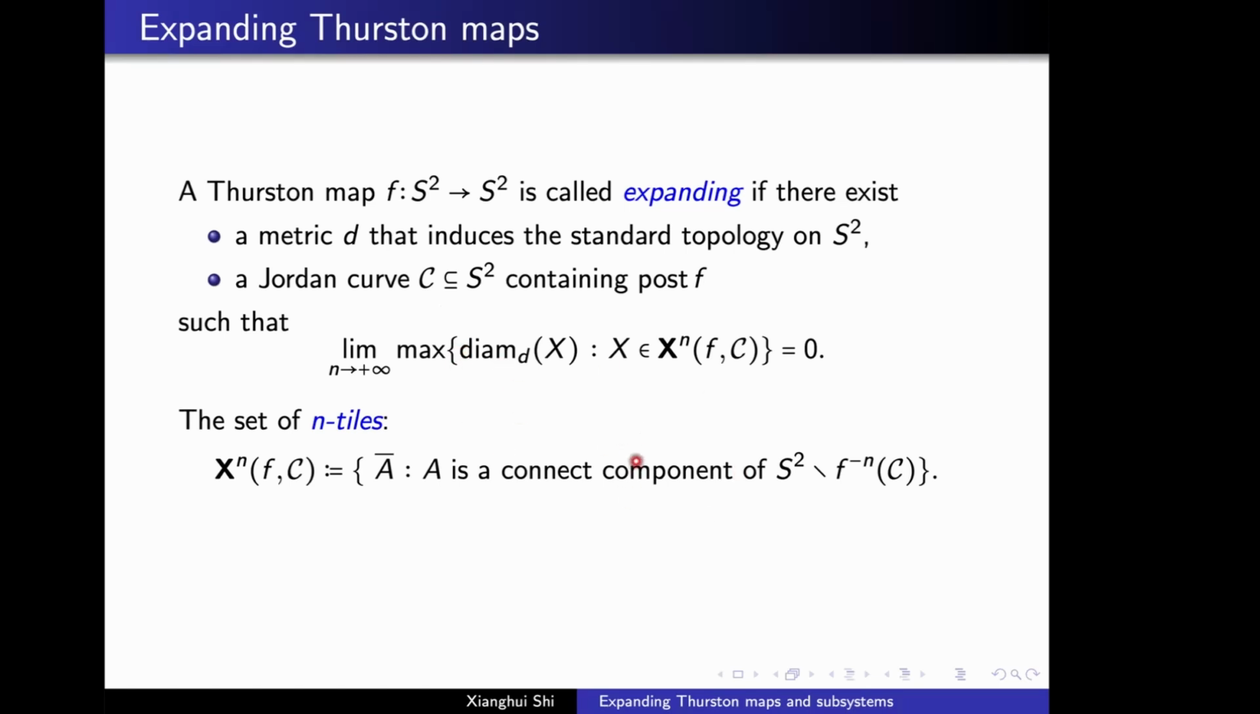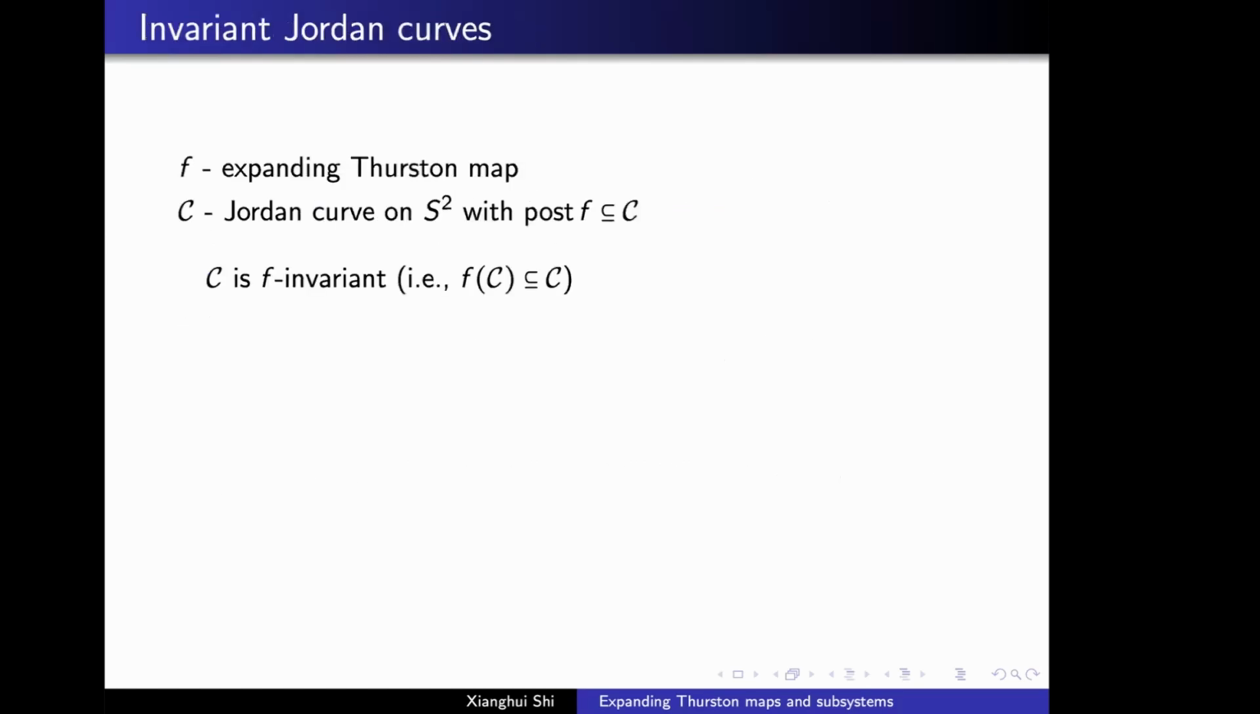Okay. So we say those two previous examples are expanding in this sense. And for each n, those n-tiles form a cell decomposition of the two-sphere. In general, those cell decompositions are not compatible, meaning each higher-level cell decomposition may not be a refinement of the lower-level cell decomposition. However, this is true if the Jordan curve C is invariant.